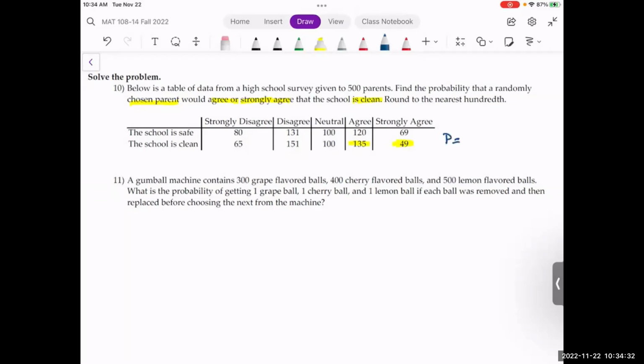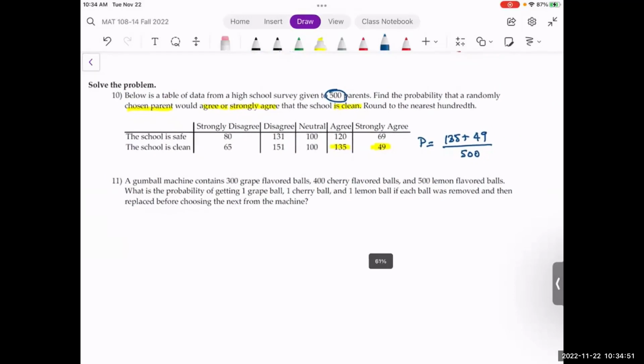So the probability you're looking for, P, is going to be equal to 135 plus 49 divided by 500, which is right here, right? Otherwise, you will have to add all the numbers together. Are we okay? And that's basically it. I don't know if it is a decimal or not. So what is it? 135 plus 49.